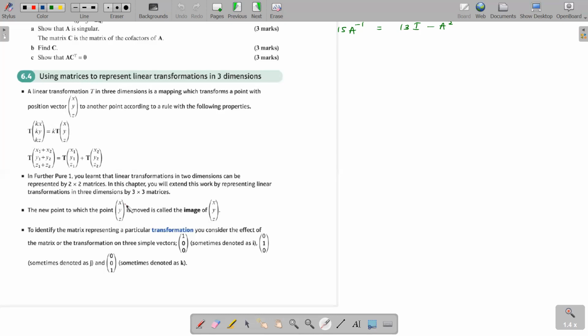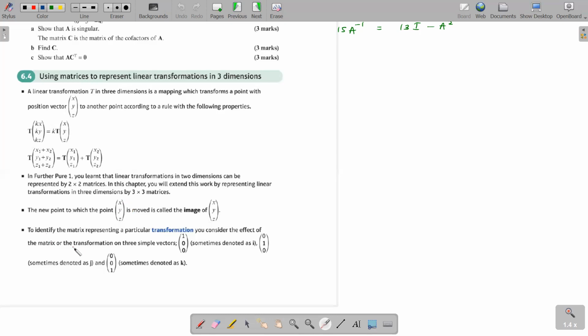So your object point is x, y, z. You apply a transformation, and what does a transformation do? What's the purpose of using a transformation? A transformation is a rule that will take your object to a new point, to a point called the image. So it moves all the object points to an image point by using a certain rule. Maybe it could be a reflection, it could be a rotation, whatever the rule, it's going to move all the points according to that single rule.